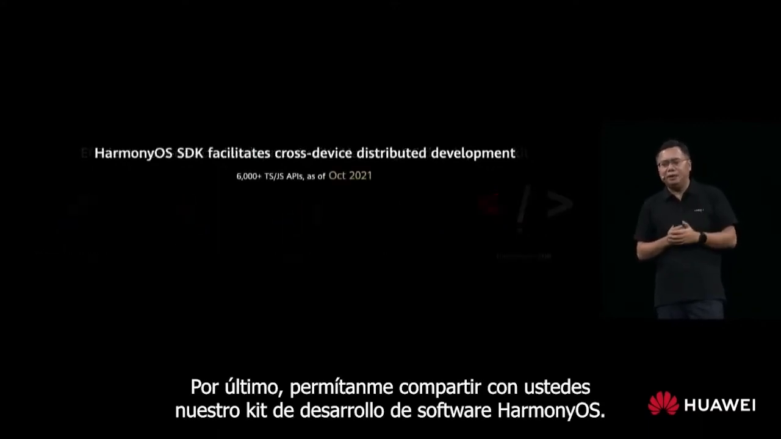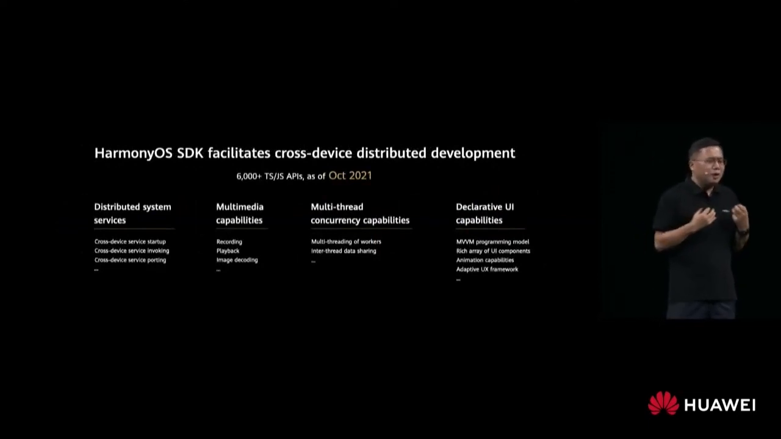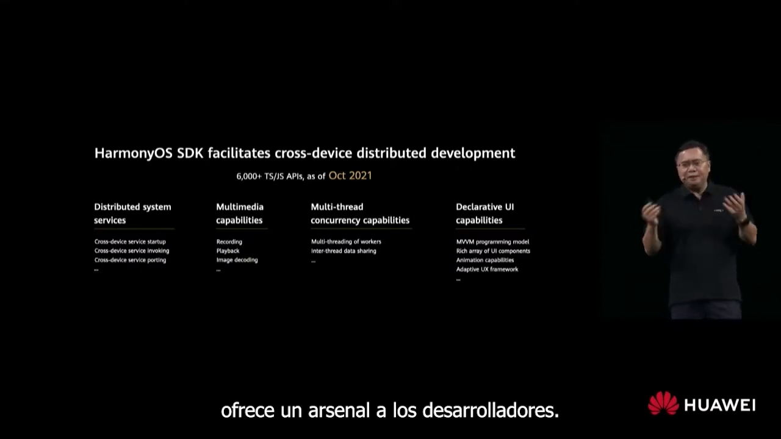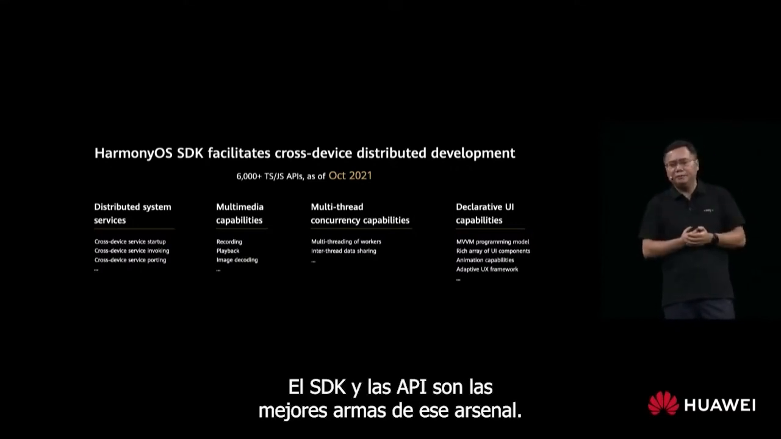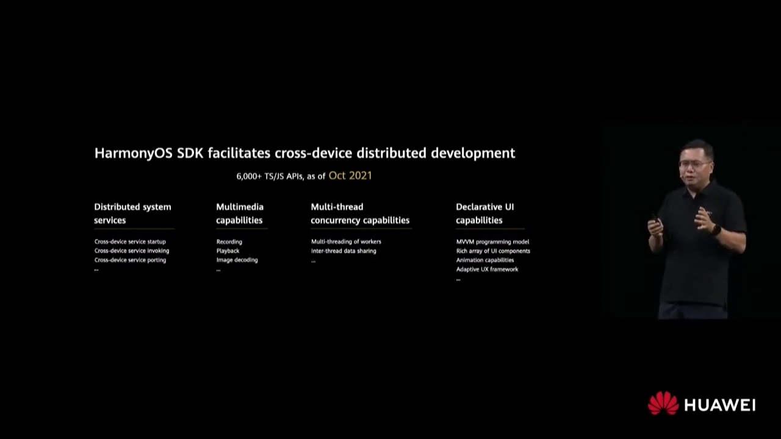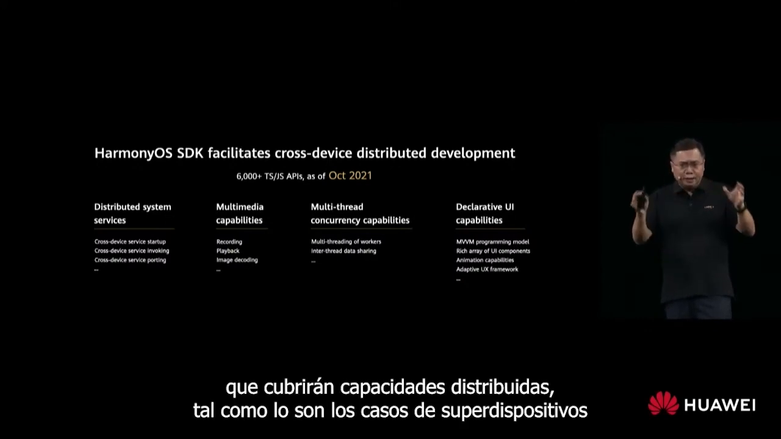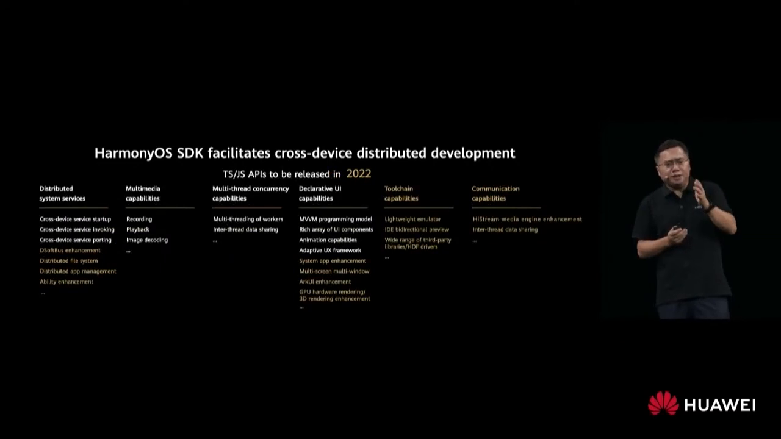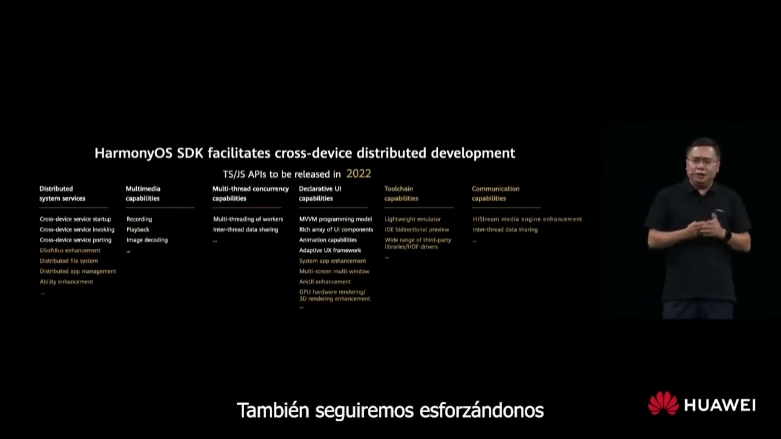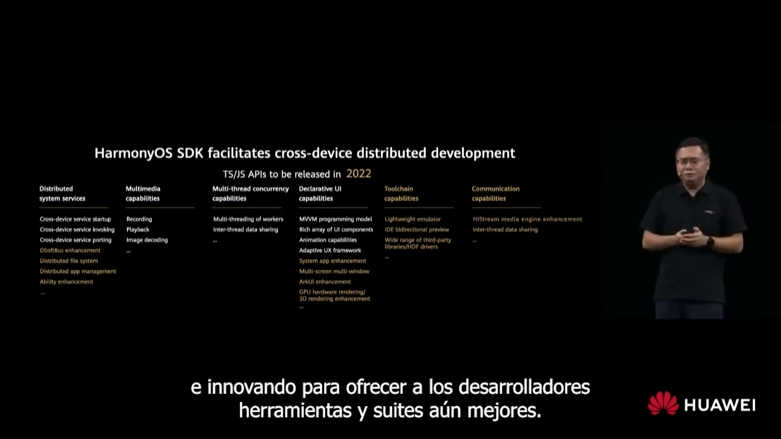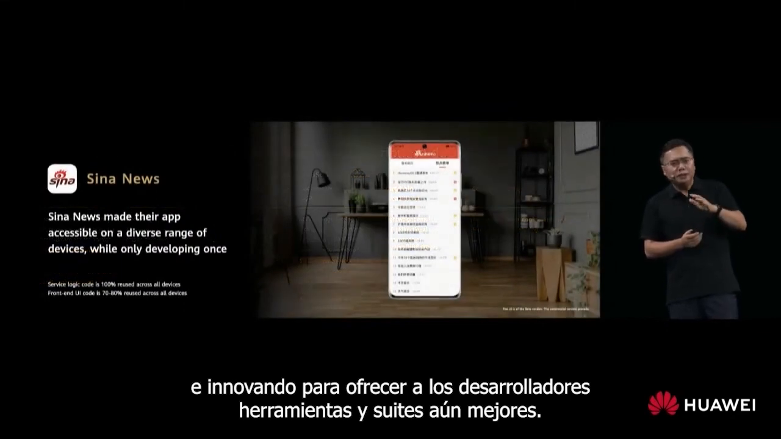Lastly, let me share with you our HarmonyOS SDK. The HarmonyOS team offers an arsenal to the developers. So SDK and APIs are the best weapons in that arsenal. On top of HarmonyOS 2, this year we will add 6,000 plus APIs, covering distributed capabilities such as super device and declarative UI. On top of that, we will keep making efforts and keep innovating to provide even better development suites and tools to the developers.